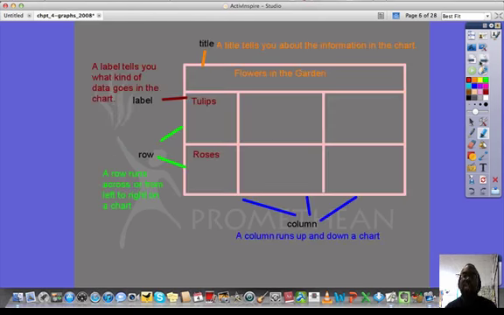So a pictograph is similar to a bar graph or even a line plot. You actually have your title, which tells you about the information in the chart. You have your labels or different categories. In this case, they're collecting data on flowers in a garden. So you have your tulips and your roses. And then you have your columns that go down. As it says here, a column runs up and down a chart. And then you have your rows, and your rows go across. As it says here, a row runs across or from left to right on a chart.